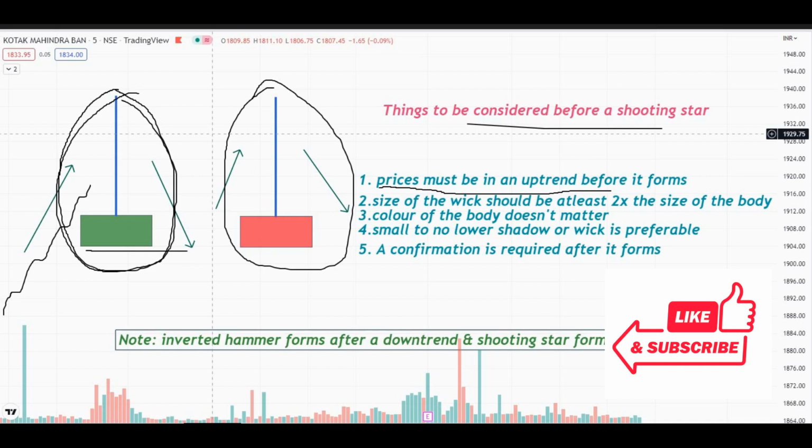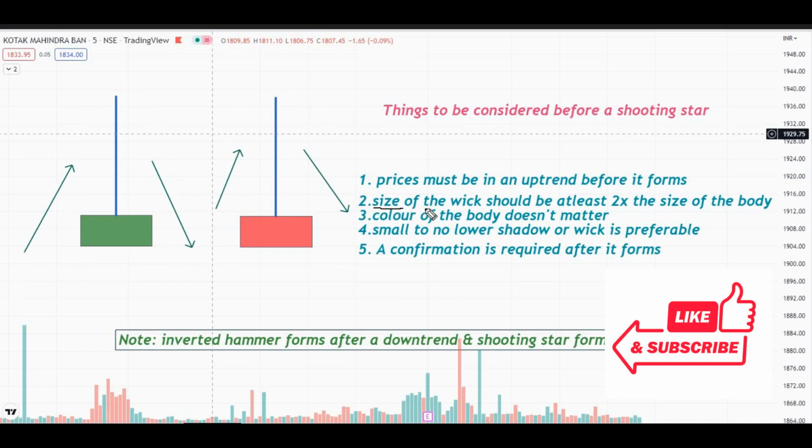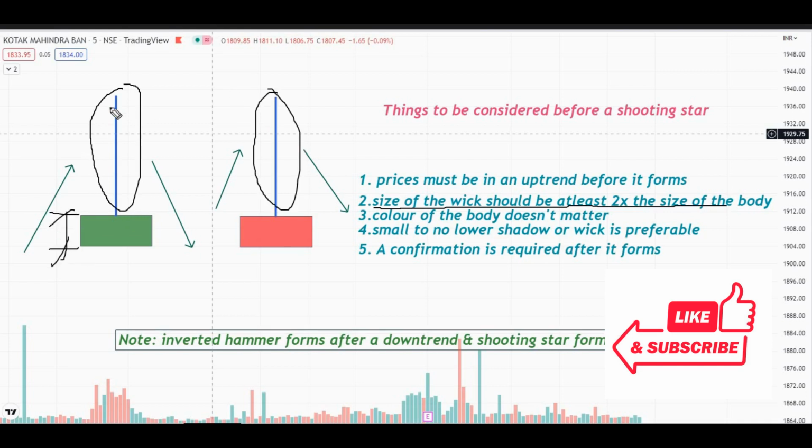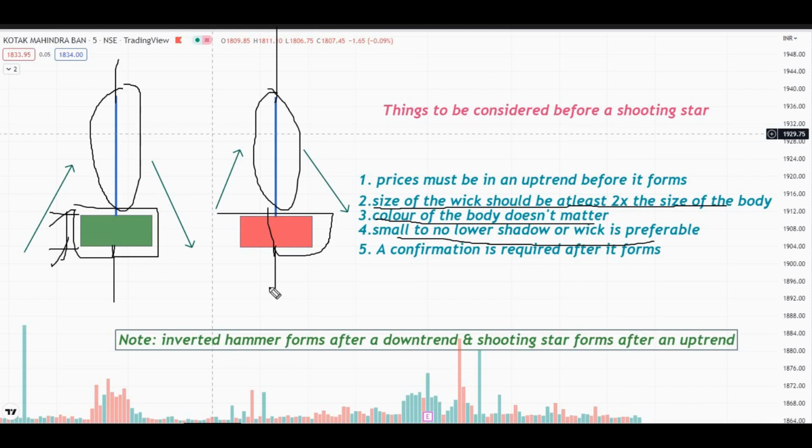Also the size of the wick should be at least twice the size of the body. The size of the wick should be at least 2x the size of the body. If it is more, then it is good. Color of the body doesn't matter, whether it is a red candle or a green candle. Small to no lower shadow or wick is preferable. If there is a small shadow below the body, it is okay, but if the shadow is very long, we will ignore that candle.